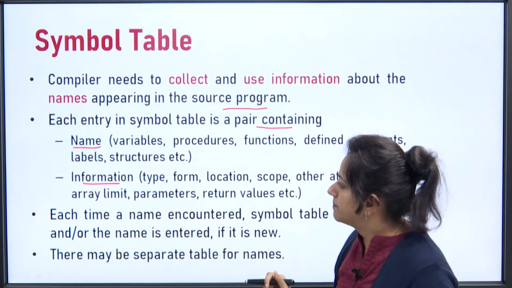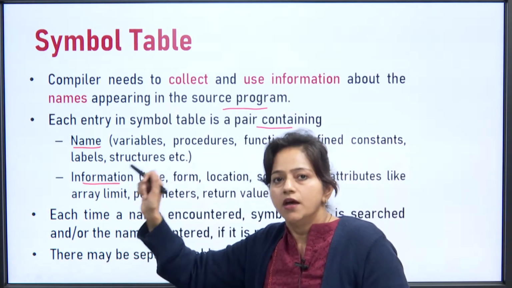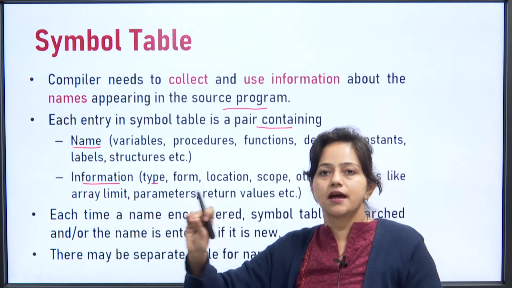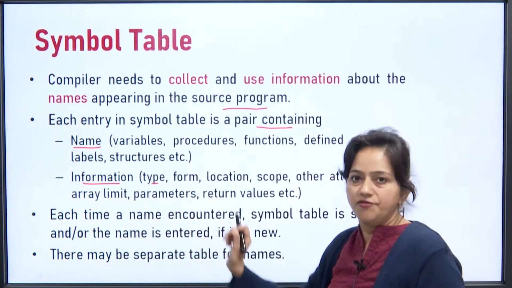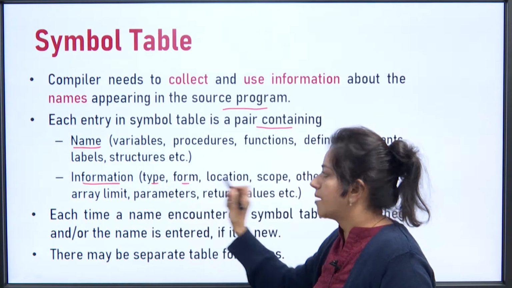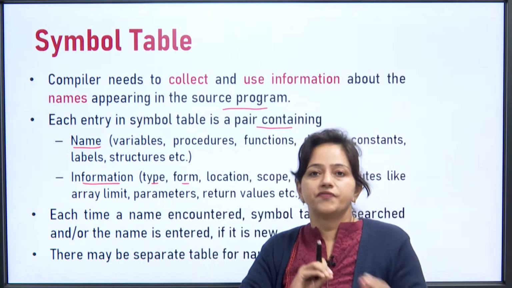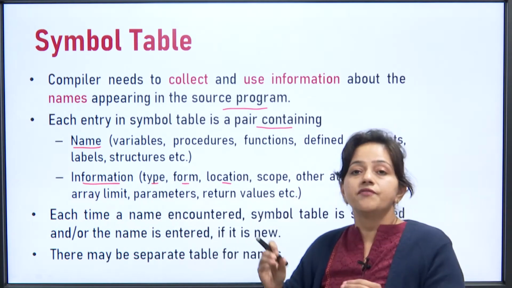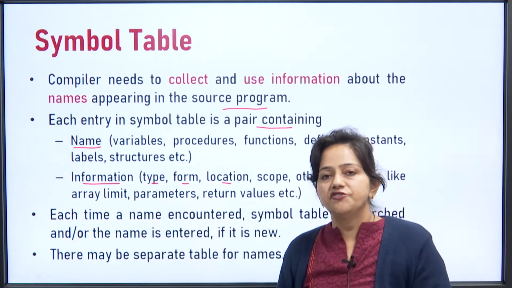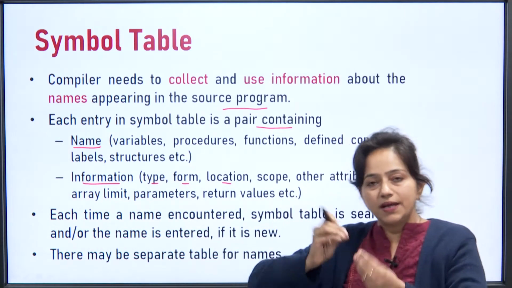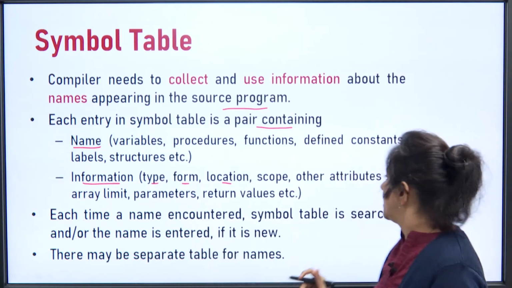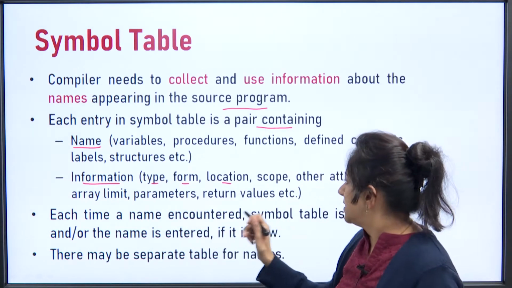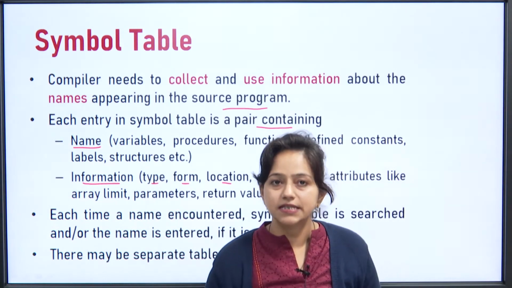Now, the second entry of the symbol table is the information about that name. Information means the type of that particular name: float, integer, character, double. So, what is the data type for it? Next is the form, whether it is a simple form or a structural form, that is, a complex data structure. Next is the location where we will store the name as well as the information. Next is the scope, whether it has global scope or local scope. There could also be other attributes, like array limit if you are talking about arrays, and parameters or return values if you are talking about procedures or functions.